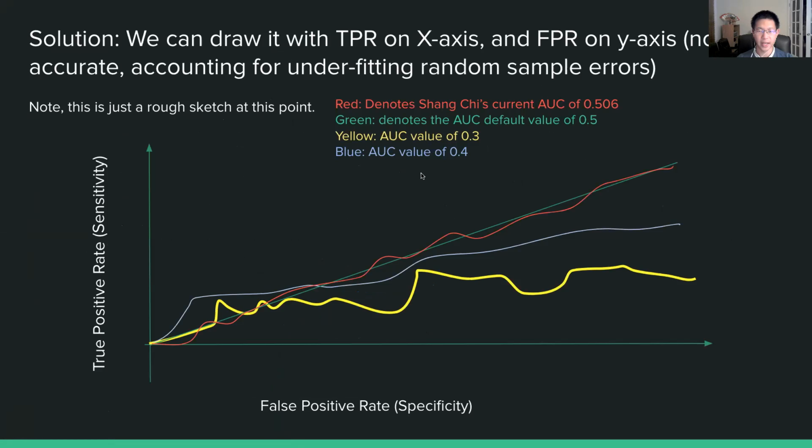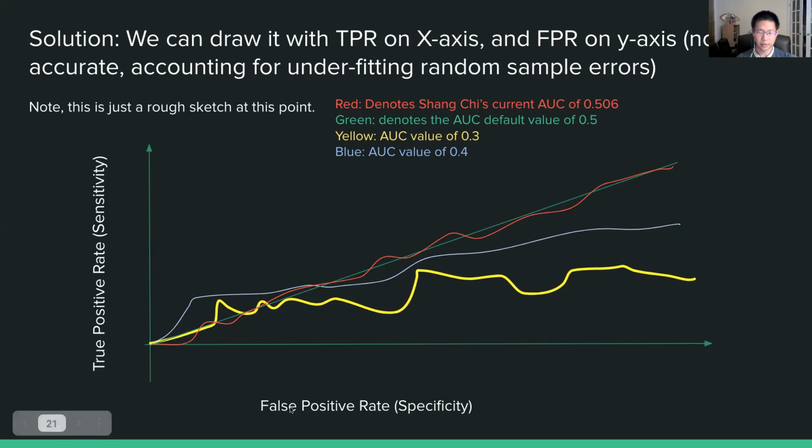Anyway, for this graph, we have the colors of AOC, which is a rough sketch. So you have the regular default of 0.5. You have Shang-Chi's, which is a little bit better, 0.506. You have a terrible AOC value of 0.3 and a not so great value of AOC of 0.4. So just a fun scientific fact.